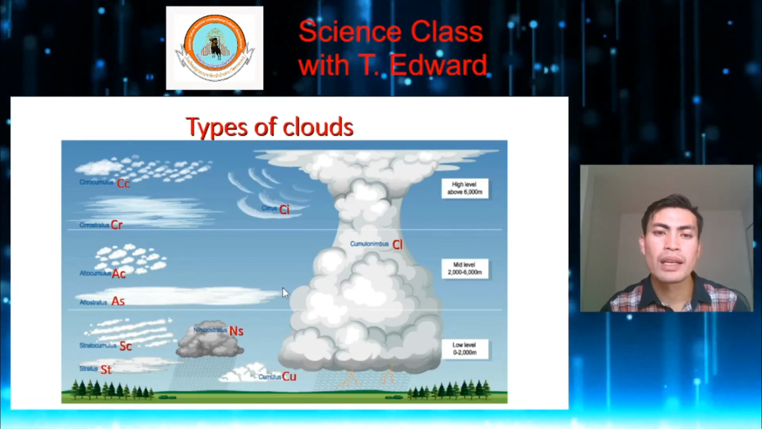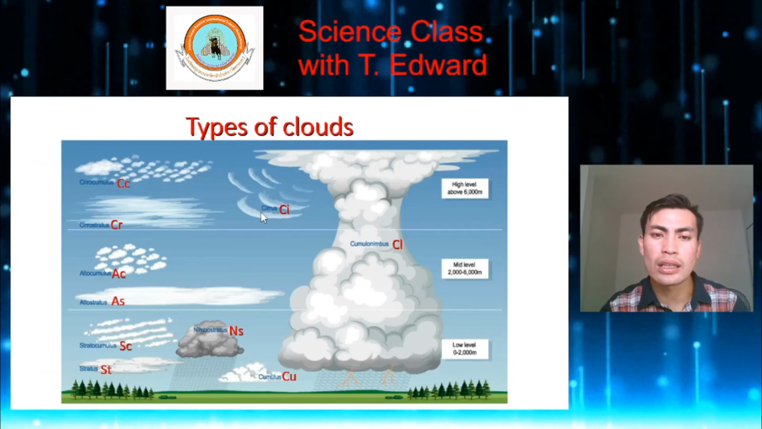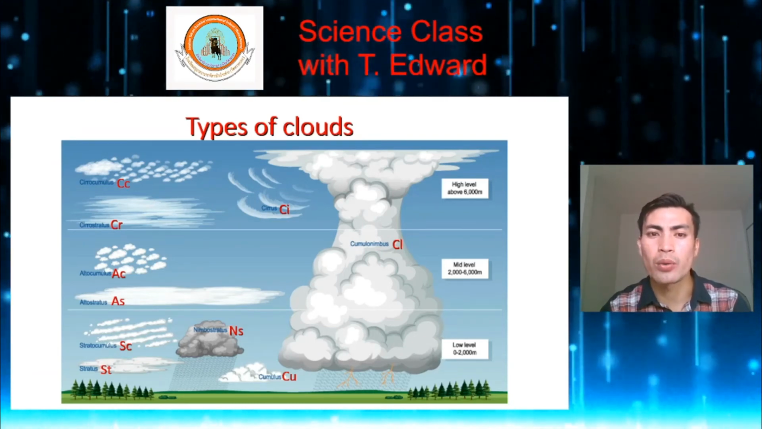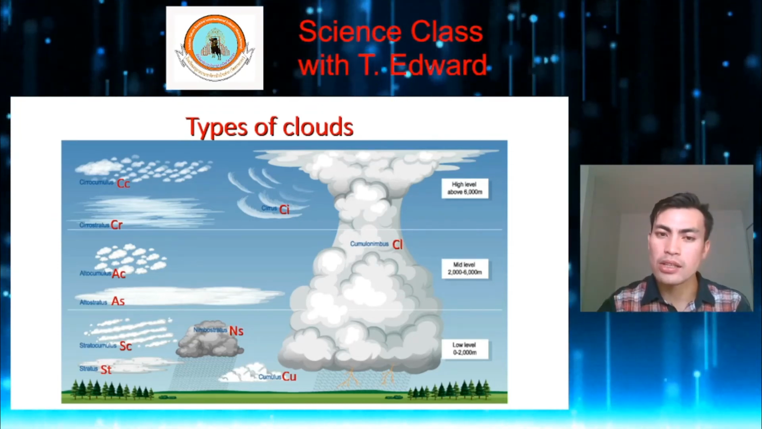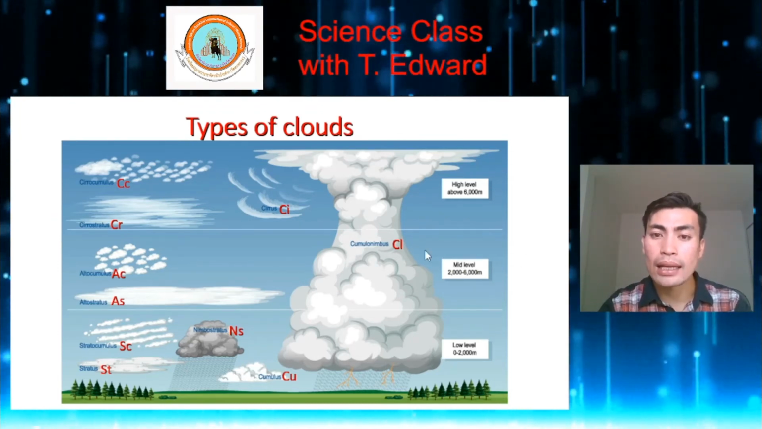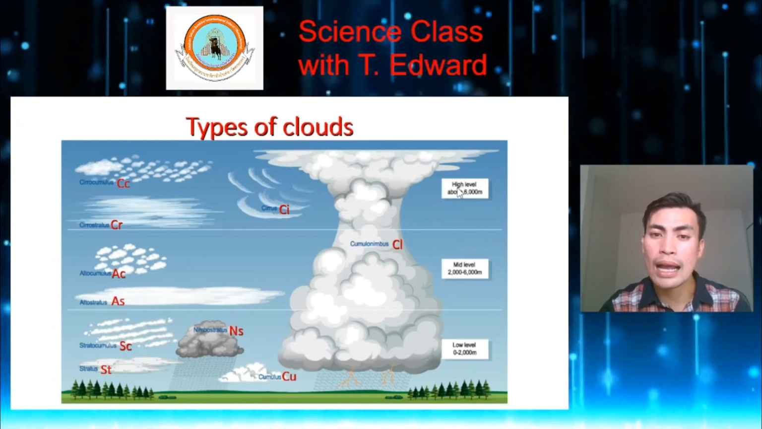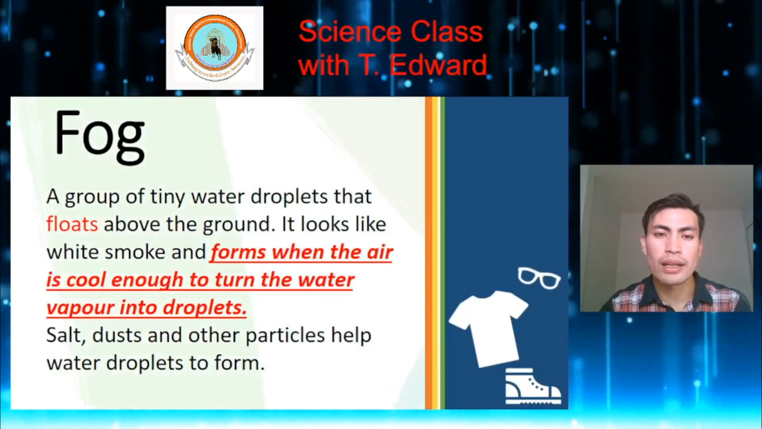Now we also have the cirrus clouds. They are made up of ice crystals. Wow, cirrus clouds are made up of ice crystals. Please remember that. And they are found in the upper level or high level. Alright, now we will proceed to the next slide.